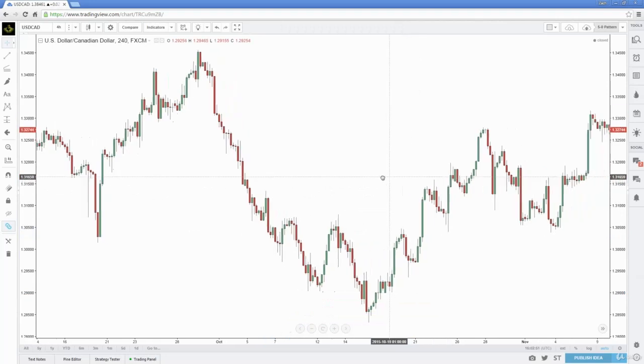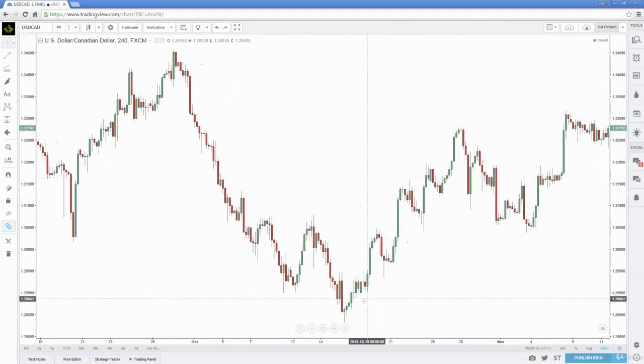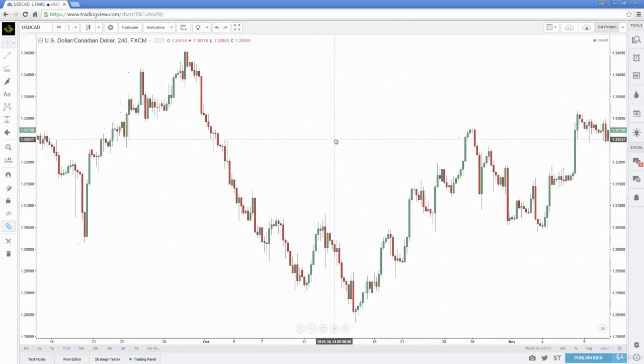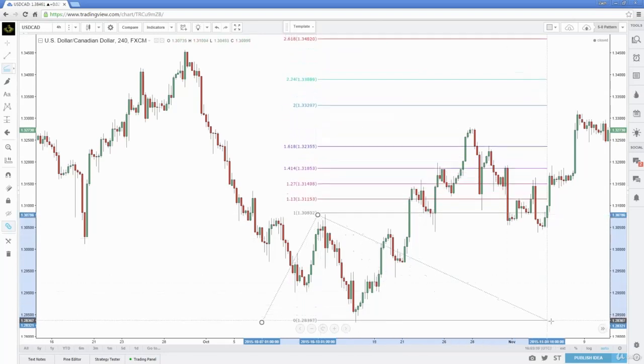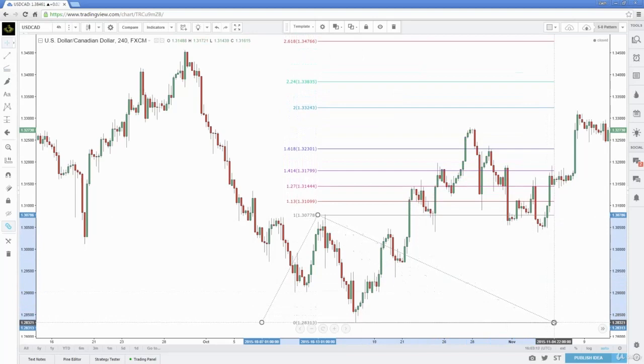Now, the longest leg of this reciprocal ABCD, and we're going to check for the reciprocal ABCD here in a minute. We're going to go to the C point here. Sorry about that. Now the defining element of the C is, remember, we had to have the 1.618 as our minimum. So we have that. We could go all the way to the 2.24. So we're good on that one.